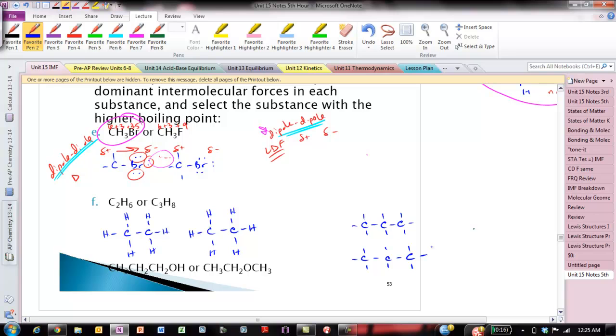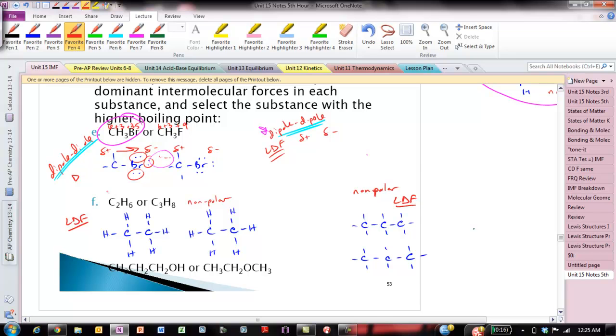Alright, so we have to ask ourselves some questions. These are both covalent compounds. Okay, so ionics out. Then we have to ask ourselves, okay, polar or nonpolar? These are nonpolar, which means their only intermolecular force is LDF. Okay, and then we go over here, same thing. These are nonpolar. So their only intermolecular force is LDF. Alright, so then we've got to compare the strength of their LDF.